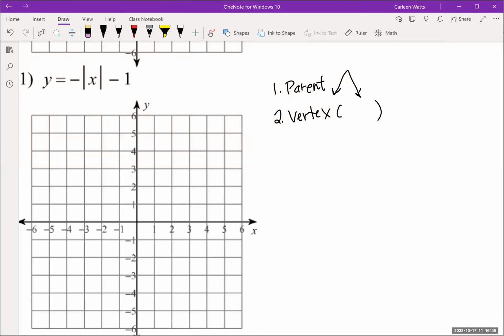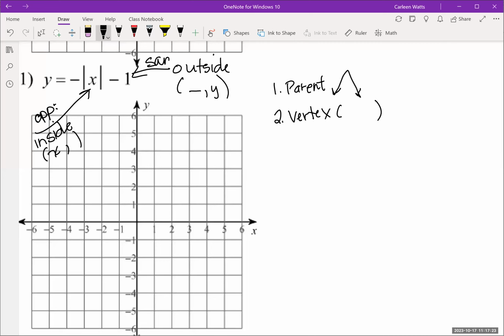So to find the vertex, we look and see what is inside. That's going to give me the X coordinate. And we look and see what is outside. That is going to give me the Y coordinate. For the X coordinate, we need the opposite sign. For the Y coordinate, we need the same sign.